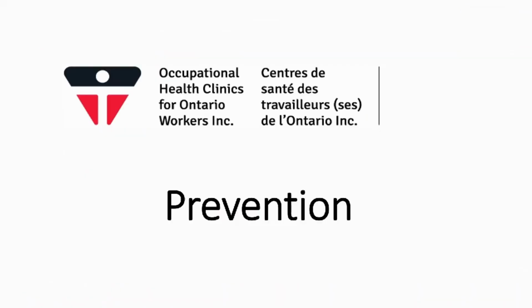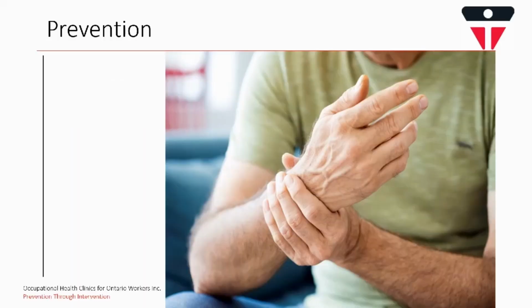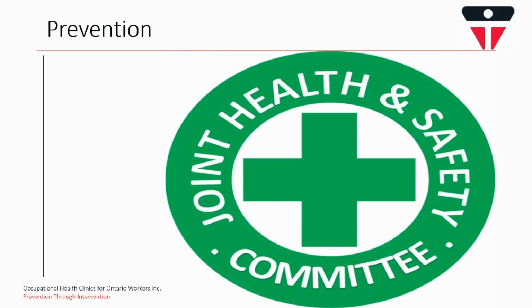Now, prevention should include being aware of signs and symptoms, such as numbness and tingling in your hands, especially at night, and seeking appropriate medical attention. Also, report it to your Joint Health and Safety Committee so something can be done about it. Most people tend to think, oh, I'll just ignore the issue. It'll get better with time. The problem is, it doesn't.